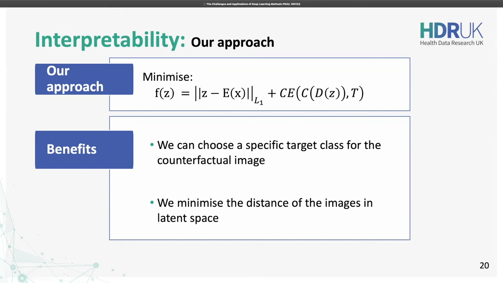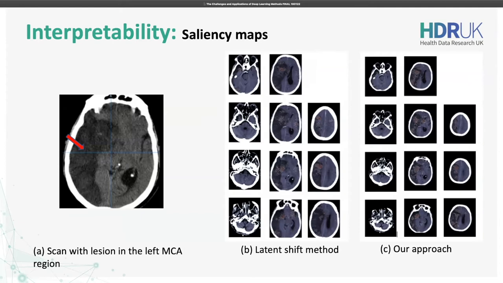So if we move on to the next slide. Here we have some examples of saliency maps that were created with the different approaches. In order to obtain these saliency maps, we first generate the counterfactual examples in the way that we have discussed, and then we consider the difference between the original image and the counterfactual image, and visualize the pixels that change the most. Usually we tend to visualize the pixels in the 99th percentile.